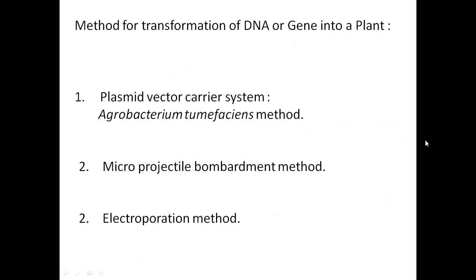And what are the different methods of transfer of fragmented DNA or gene into a plant? One is, as I already told you, the plasmid vector carrier system, that is by using the vector Agrobacterium tumefaciens. The next one is the microprojectile bombardment method, that means by using a gun to the target organ directly, the gene will be transferred. And the next one is the electroporation method, by using differences in ionic charges, somewhat like your electrophoresis method. Okay, so these are the three ways by which a gene or a fragment of DNA can be transferred.